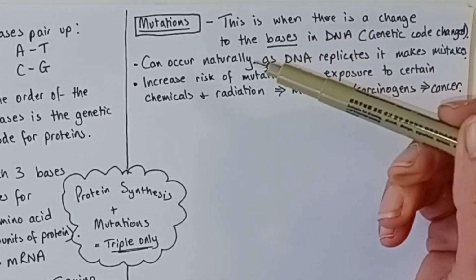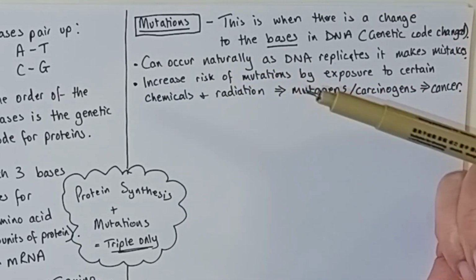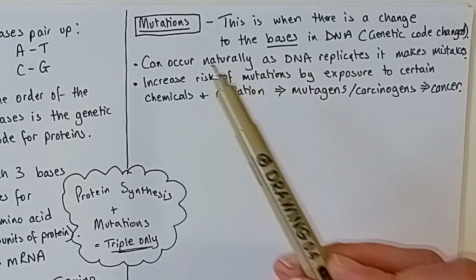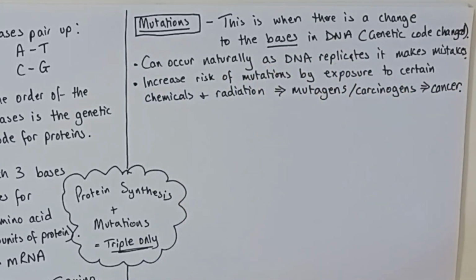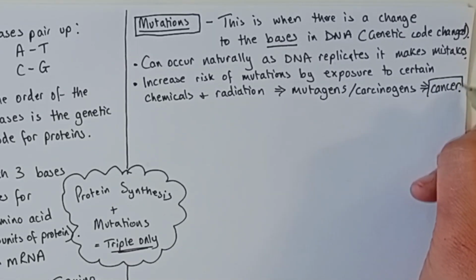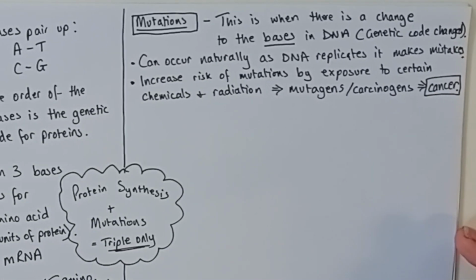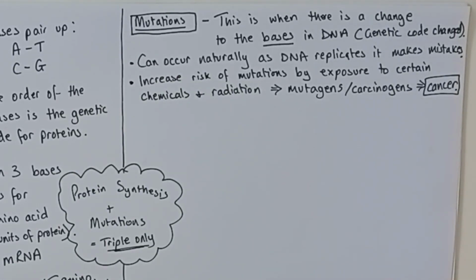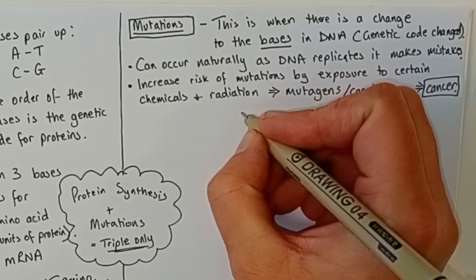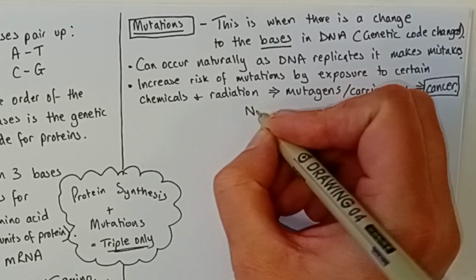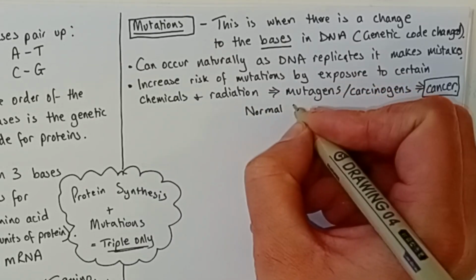So mutations can be good, they can make things better, but most of the time a mutation that changes the protein is probably going to break the protein and it's going to cause problems. And a lot of the time that problem is cancer. Let's have a look at some of the ways this can happen then. So let's have a look when DNA is right or normal. So normal DNA.